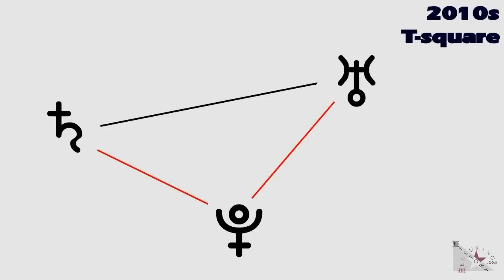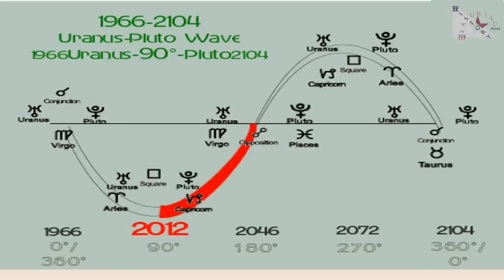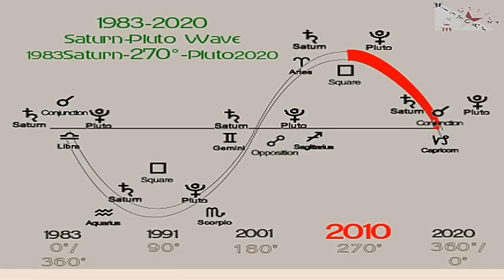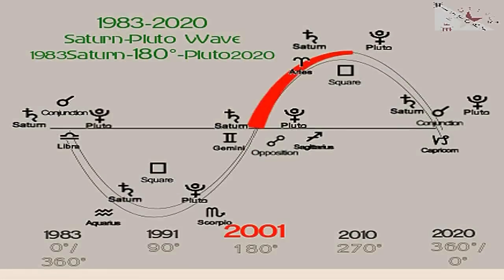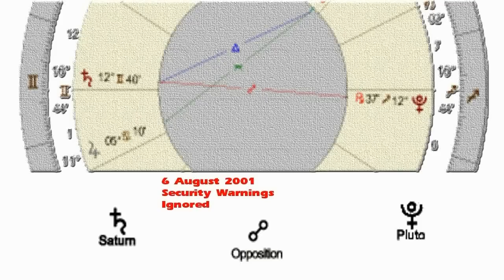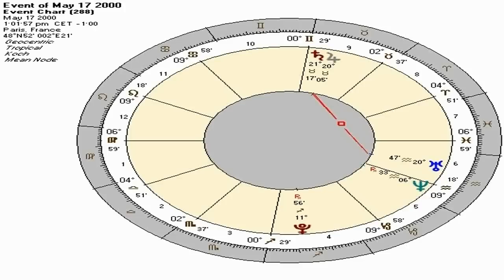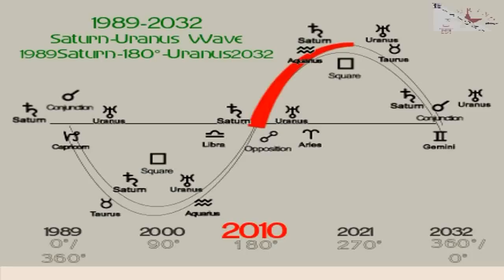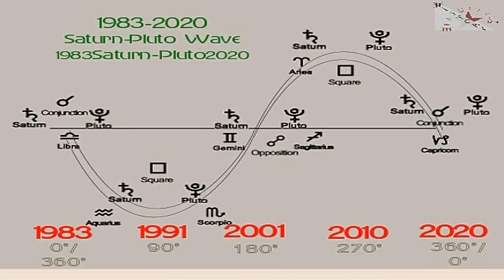And then when we get to the 2010s, and actually the 2000s, when we look at 9/11, and in more detail when we look at August 6, 2001, the date that the Bush administration ignored security warnings about Al-Qaeda, Saturn and Pluto were exactly opposite. So that's the midpoint of the 1983 Saturn-Pluto 2020 wave. And then also 2001 and 2000 with Uranus, we get the connection: remember 2000 was the bitter election fight between Al Gore and George Bush, so that was the background atmosphere, the politics of the time.